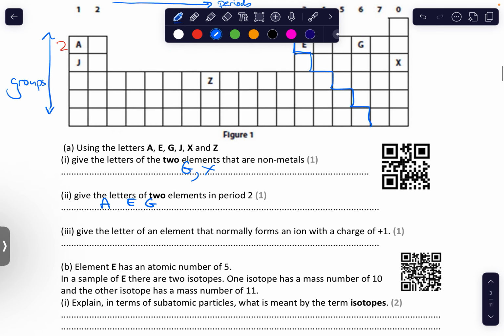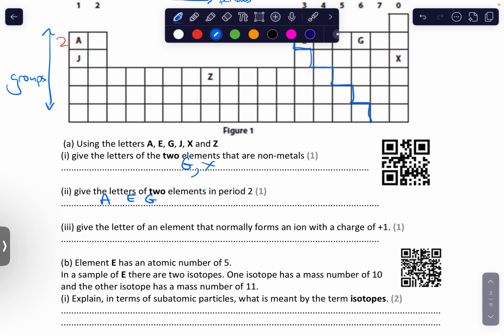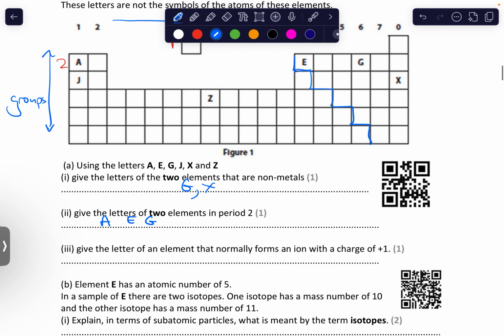Give the element that normally forms an ion with a +1 charge. So if you're going to make a +1 charge, you're going to be in group 1. So you could have A or J.